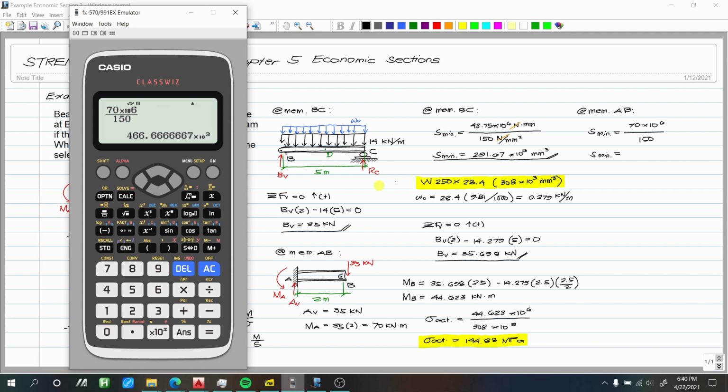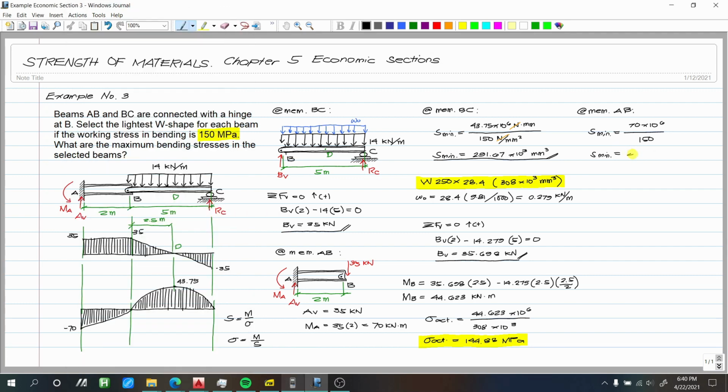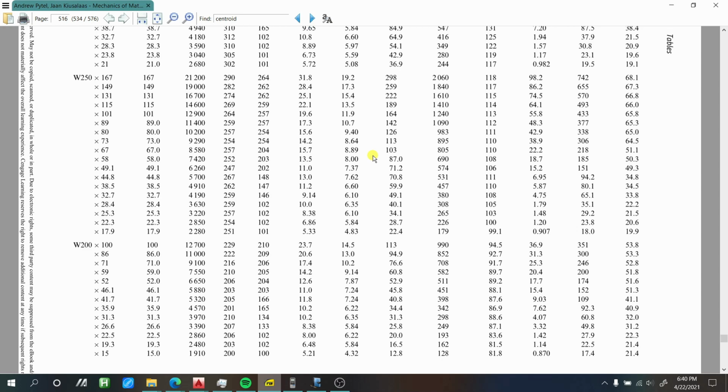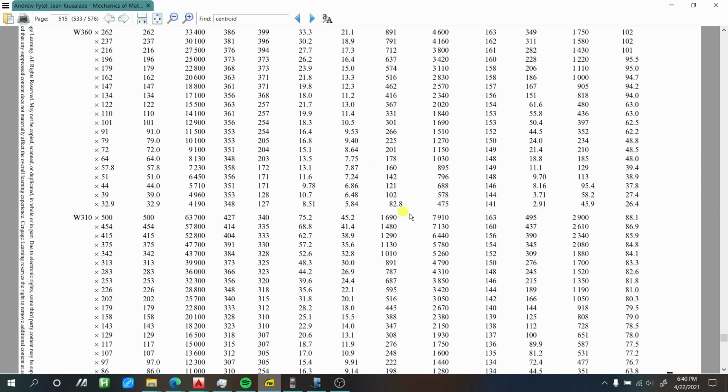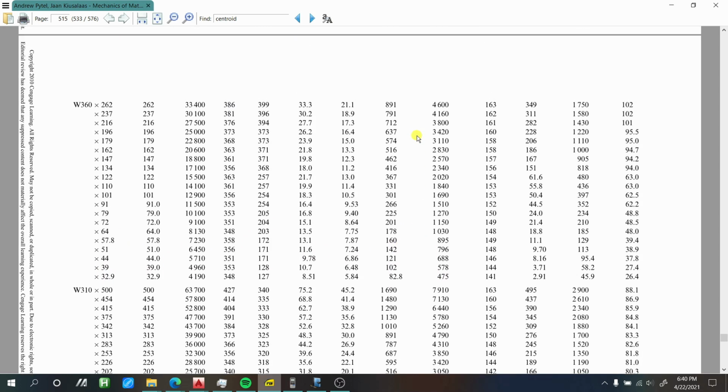So 466.67 times 10 raised to 3 millimeter cube. So ito yung ating S minimum for member AB. So hanapin natin siya dito. So 466. Ito, meron tayong 475. So 32.9 yung kanyang weight. So hanap pa tayo.